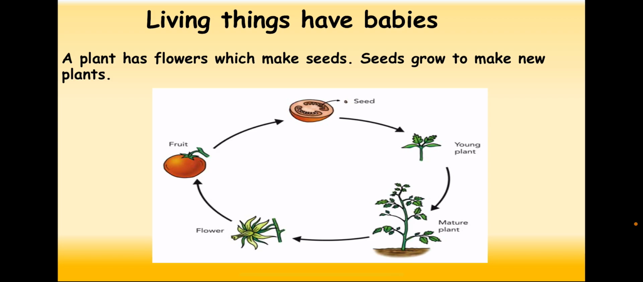And then again, this is the whole cycle, because many plants have seeds, and these seeds grow into a new plant. Like cows have calves, people have babies, the adult chicken lays eggs, and a chick hatches from an egg. So these all are living things that have babies.